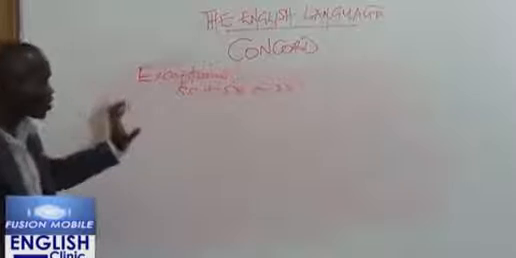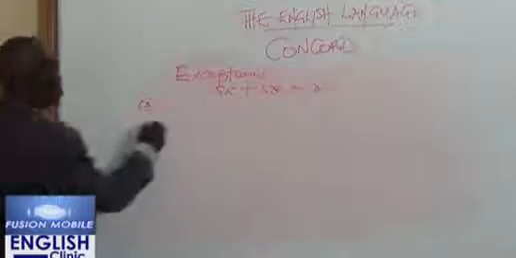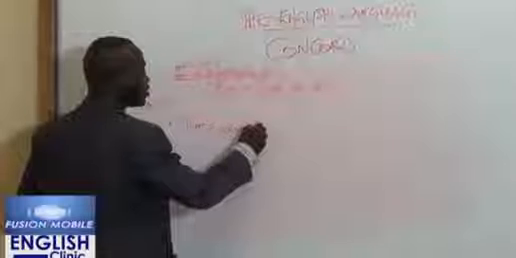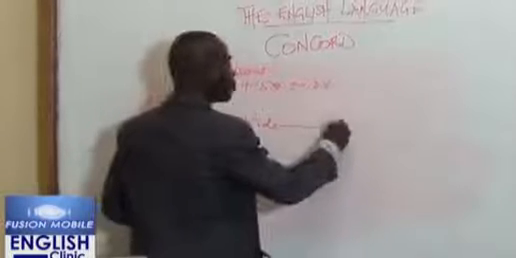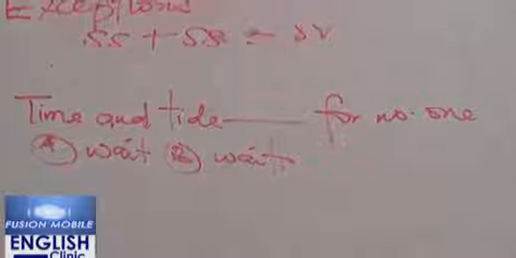So, when the two singular subjects connected by and suggest only one idea to one's mind, a singular verb is required. Let's consider the following examples. Now, time and tide dash for no one. A, we have wait. B, we have waits. Now, time and tide imply the same thing. So, because of that, they will require what? A singular verb. So, the verb will be what? Wait for no one. So, we say time and tide wait for no one.